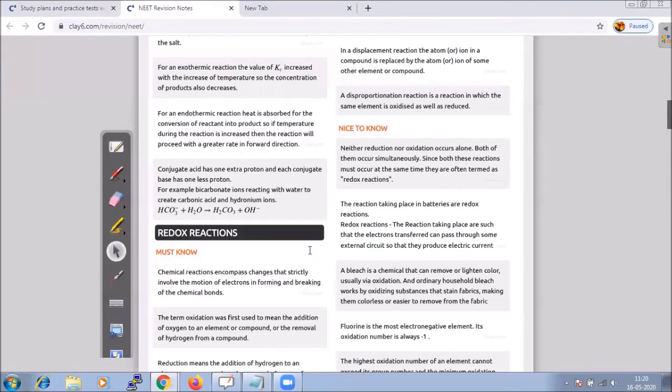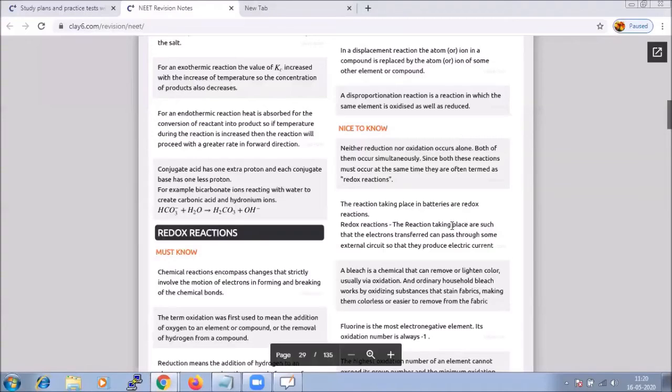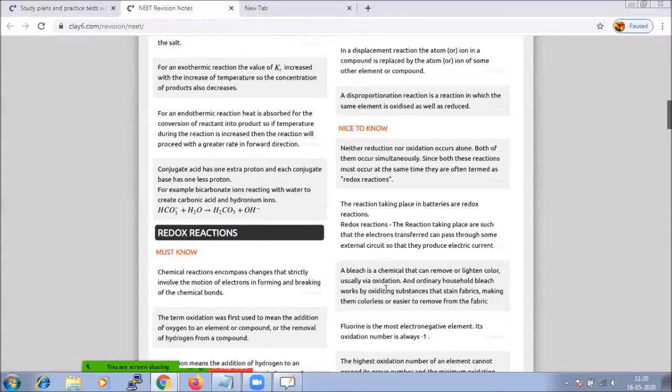A bleach is a chemical that can remove or lighten color, usually via oxidation. We use bleach in our day-to-day life, and it is added to remove or lighten color. Ordinary household bleach works by oxidizing substances that can stain fabrics, making them colorless or easier to remove from the fabric. This is the concept of redox reaction which we use in our day-to-day life.